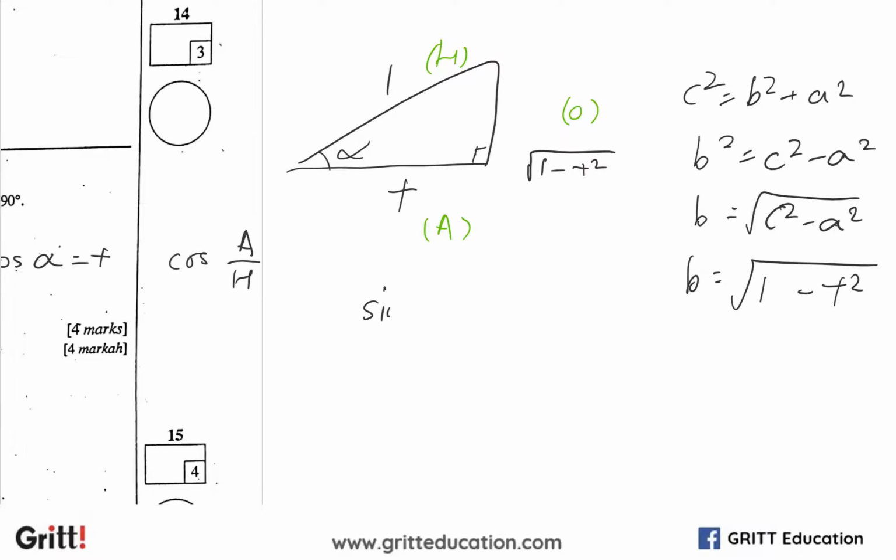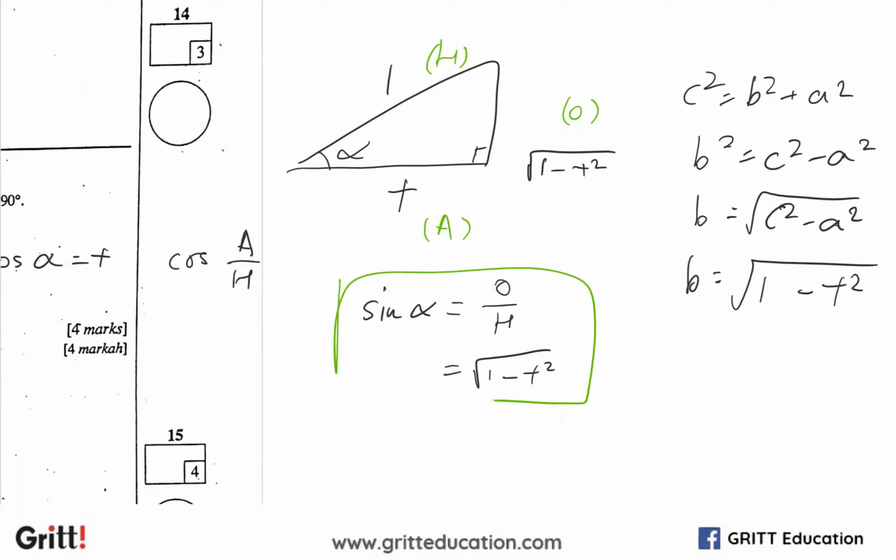Now from here, we want to find out what is sine alpha. Now I'll let you know why we need this. So sine alpha is referring to the opposite over the hypotenuse. So it will be square root of 1 minus t squared over 1. So you'll get that. This part is quite important because we're going to need this later. So now we got cos and we got sine, right?